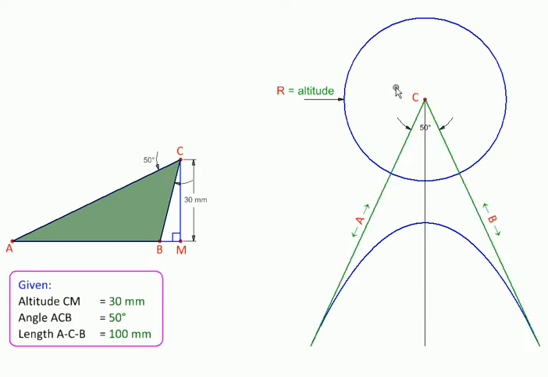We solved this problem by starting with vertex C, plotting the loci of A and B 100 millimeters each, the given sum of lengths, at 50 degrees, the vertex angle. And then we drew a parabola which was tangent to these two loci and a circle with C as a center and radius equal to the given altitude. The base was then found to be the common tangent to the circle and the parabola. So knowing these two loci and the orientation of the base, we could complete the triangle.